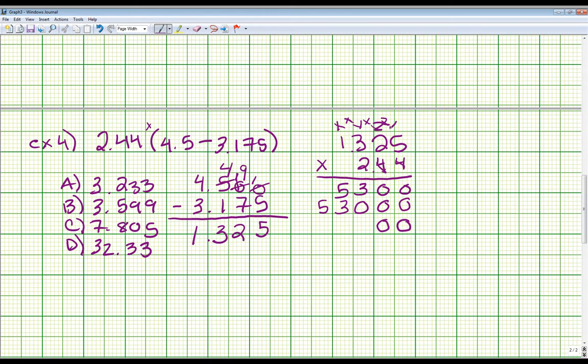2 times 5 is 10. 2 times 2 is 4, plus 1 would give me 5. 2 times 3 is 6. 2 times 1 is 2. Now I will add up my 3 columns. We have a 0. We have a 0. We have a 3. 5 and 5 plus 3 is 13.